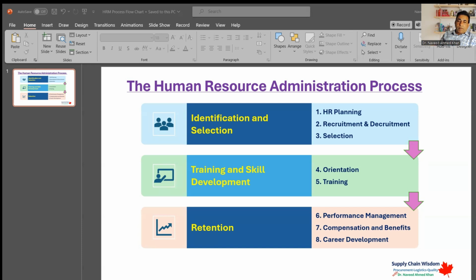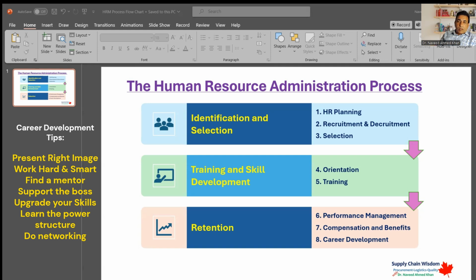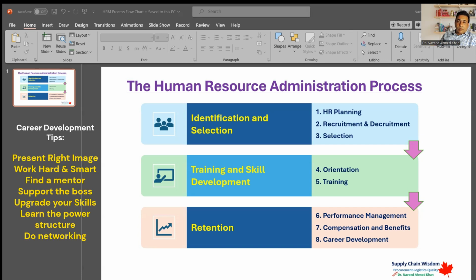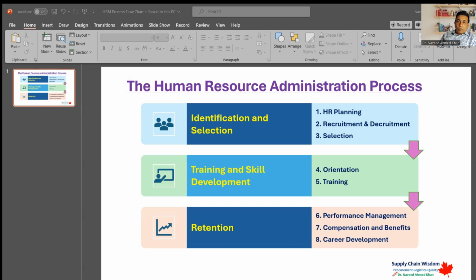select your first job very carefully, very judiciously, right? Always work hard, right? Present the right image. Try to find a mentor in the organization. Stay visible, right? And try to excel your skills in organizational resources, right? I mean, try to be an effective negotiator, who could work out with suppliers and customers. Try to learn the power structure in the organization, right? Always support your boss, right? Stay mobile. Do a lot of networking in the organization, right?